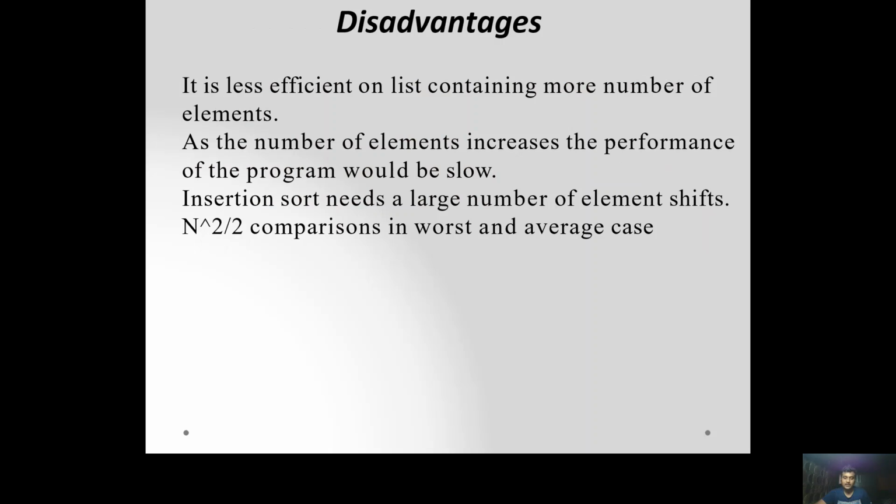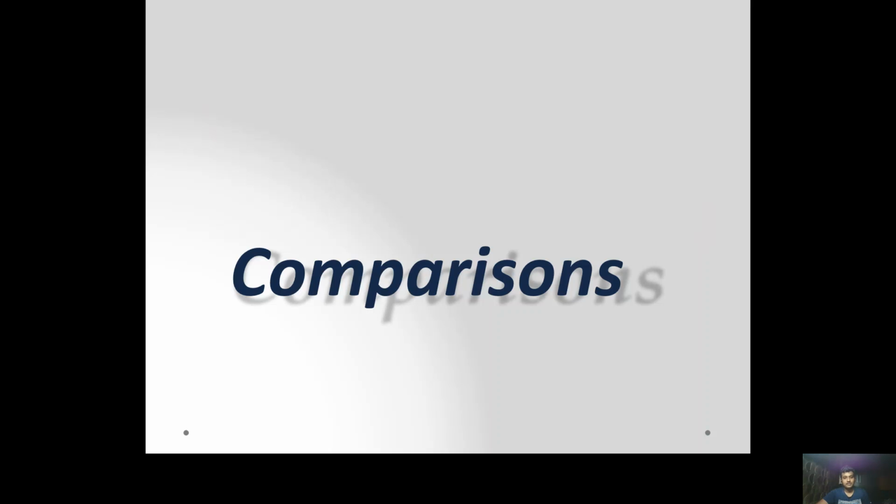As with everything, there are advantages and disadvantages. It is a lot less efficient on lists containing a large number of elements, that is, large lists. As the number of elements increases, the performance of the algorithm becomes slow. Insertion sort needs a large number of element shifts, n to the power of 2 divided by 2, in comparisons in the worst and average case.